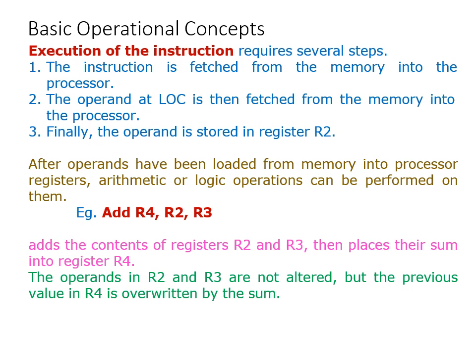After operands have been loaded from the memory into processor registers, the arithmetic or logical operations can be performed on them. Example, Add R4, R2, R3. So here the contents of registers R2 and R3 are added and the sum value is placed into the register R4. The operands in R2 and R3 are not altered, but the previous value in R4 is overwritten by the sum value of R2 and R3.